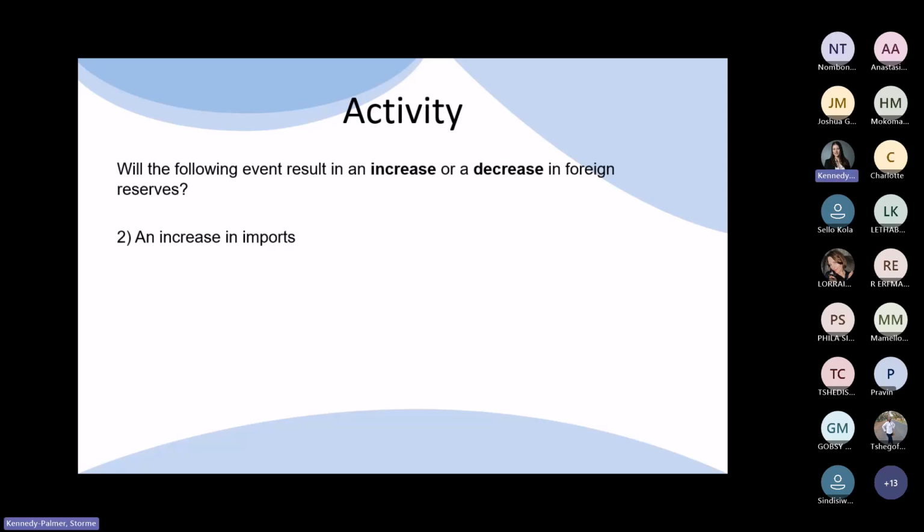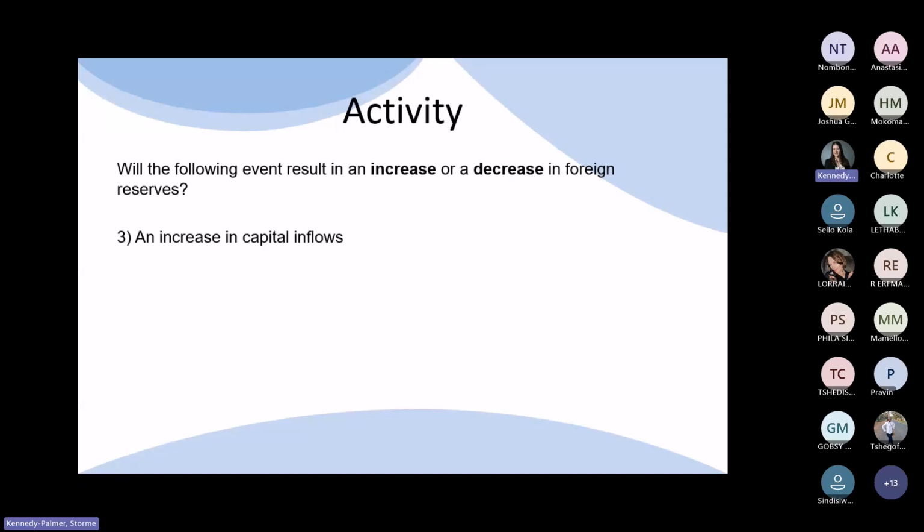Similar question, will an increase in imports increase or decrease foreign reserves? What would you say? Decrease. Decrease, yeah, exactly. Because imports we're bringing into the country, and our South African rands are having to leave to go to pay for these goods that we've imported. So it's going to lead to a decrease in our foreign reserves.